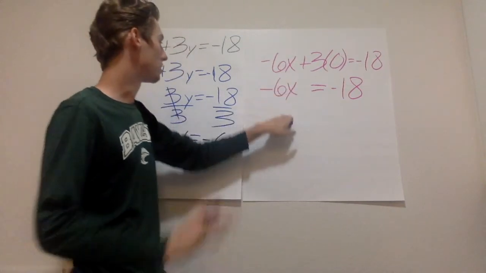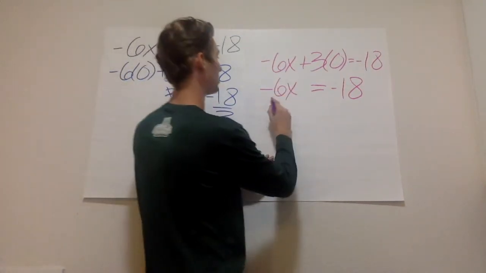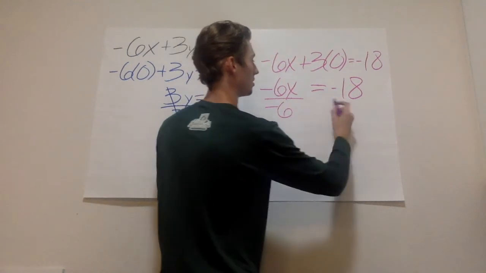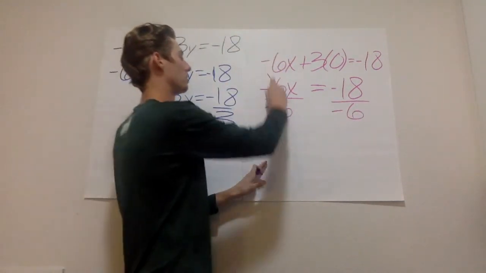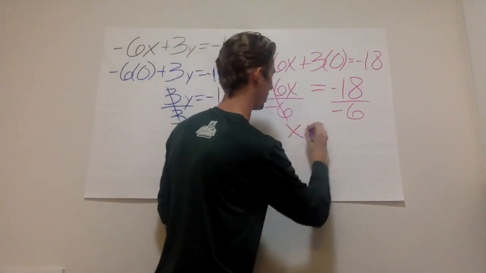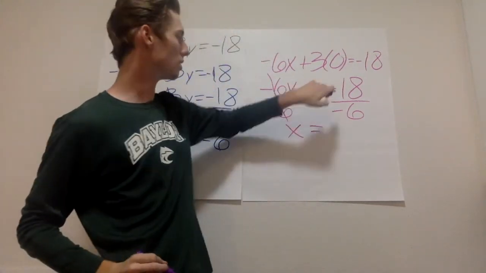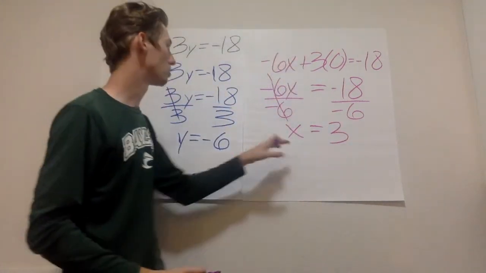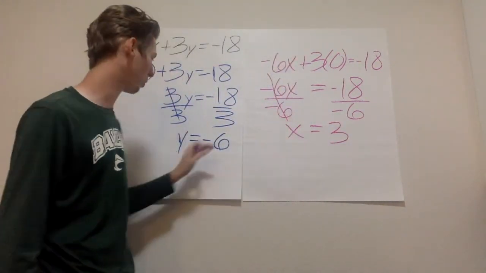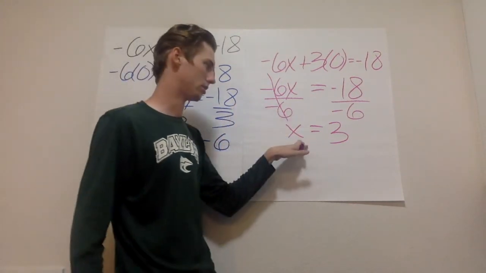Need to get rid of this -6. It's multiplying, so we're going to do the opposite and divide by -6 on both sides. The -6's cancel over here, and you end up with just x equaling -18 divided by -6, which is a +3. So we now have our y-intercept and our x-intercept.